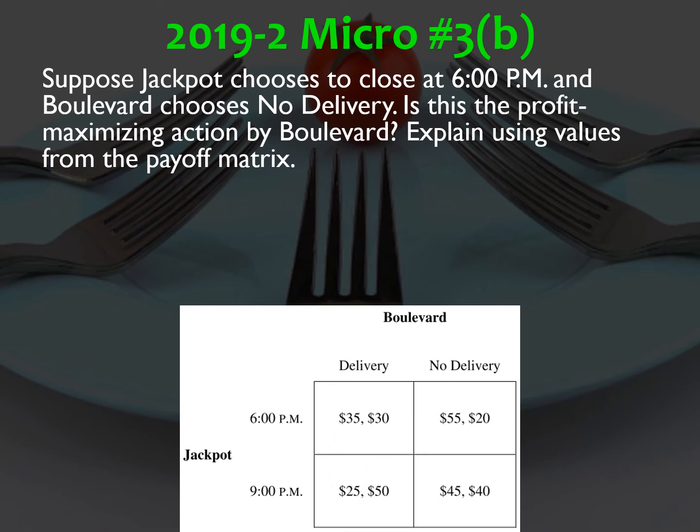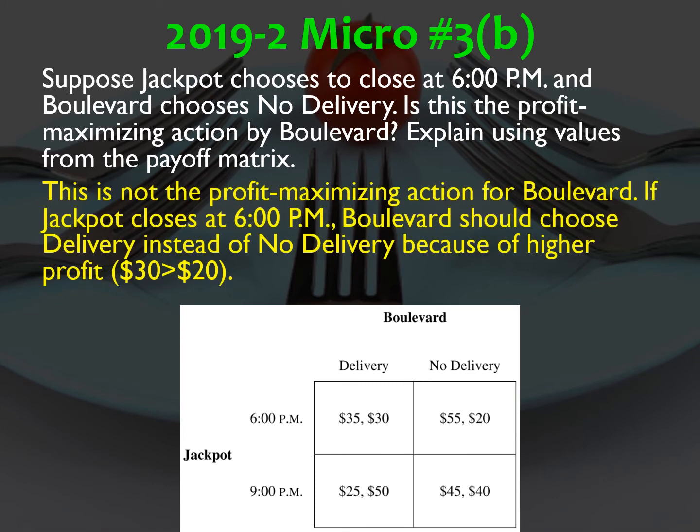B, suppose Jackpot chooses to close at 6 p.m. and Boulevard chooses no delivery. Is this the profit maximizing action by Boulevard? Using the payoff matrix, let's take a look. It's not, because if Jackpot closes at 6 p.m., Boulevard can either choose delivery or no delivery. If they choose no delivery, they're leaving $10 on the table. They're better off choosing delivery because the $30 profit is more than the $20 profit if they choose no delivery.